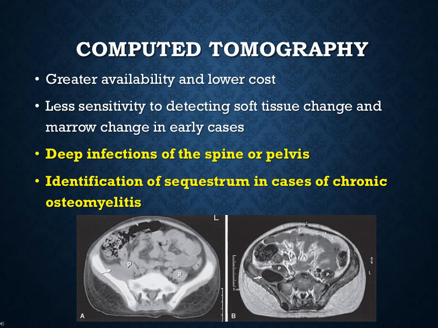many settings. However, CT is less sensitive than MRI for detecting early marrow changes or soft tissue involvement, so it is not the first choice in acute osteomyelitis. Its strengths lie in evaluating deep infections, such as those involving the spine or pelvis, where complex anatomy can make assessment challenging. CT is also particularly useful in chronic osteomyelitis for identifying sequestra, cortical destruction, and sclerotic changes, which are important for surgical planning.